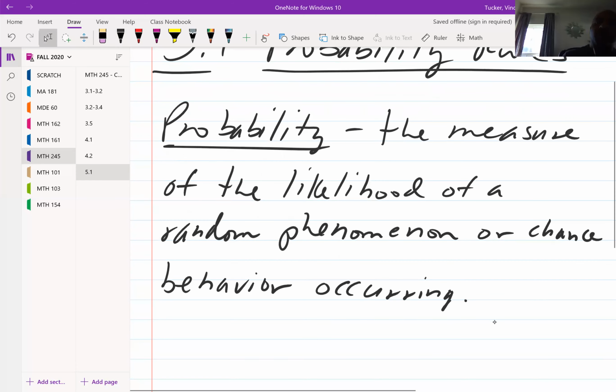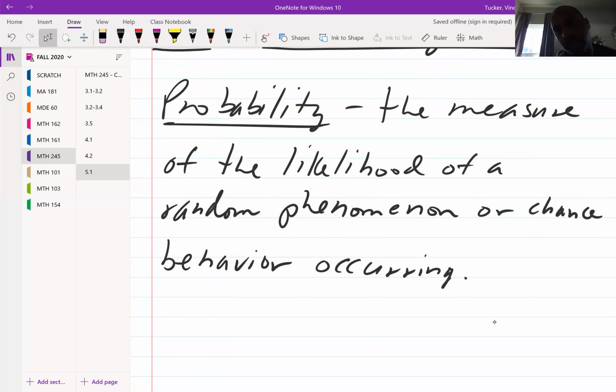All right, so we're looking at probability rules. Probability is the measure of the likelihood of a random phenomenon or chance behavior occurring.